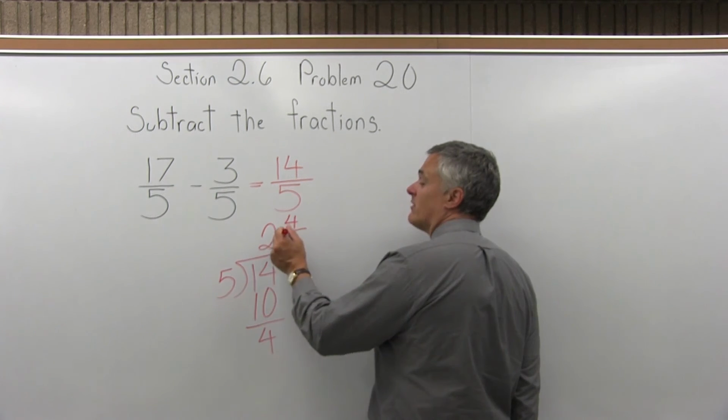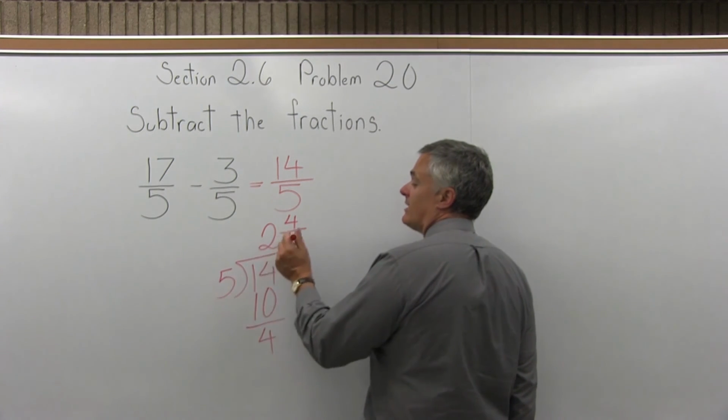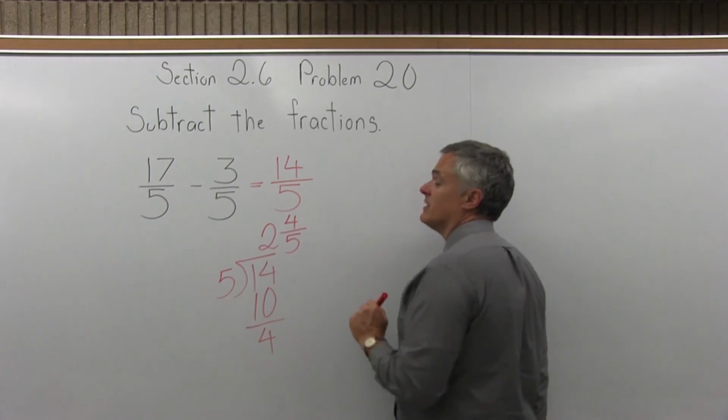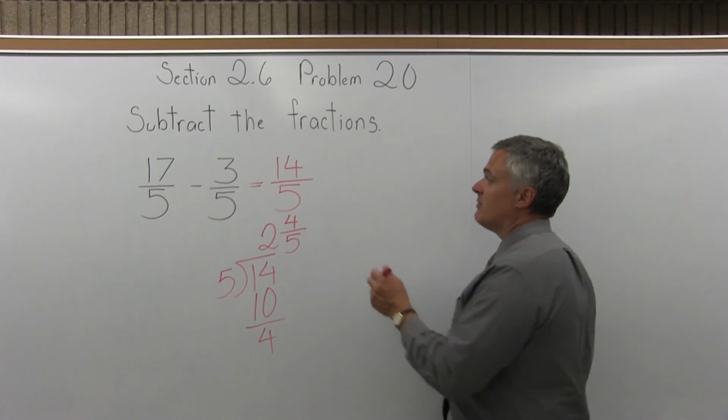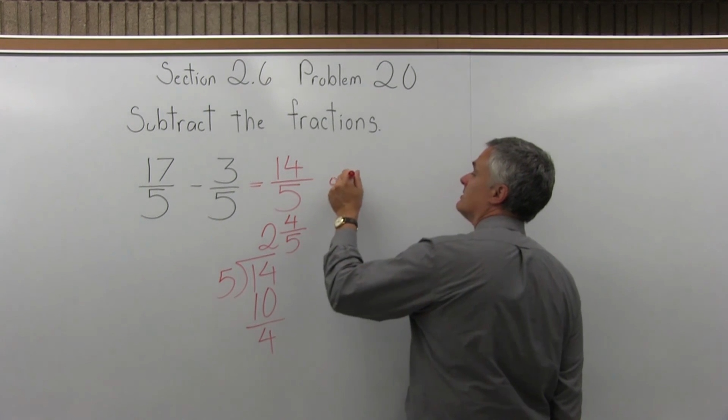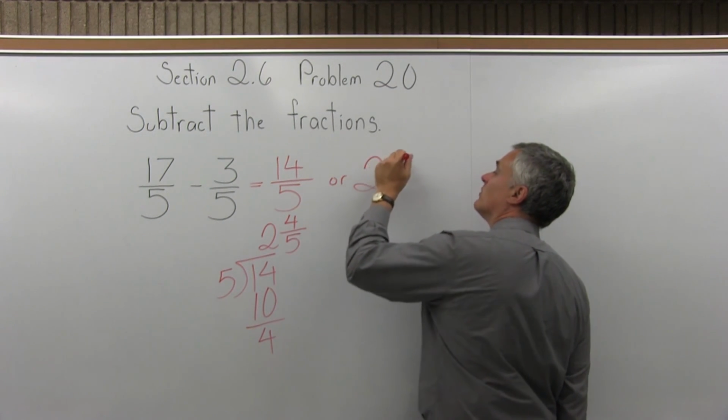That's the numerator of my mixed number. And the number that was the denominator stays the denominator. So my final answer in its more simplified form would be 2 4/5.